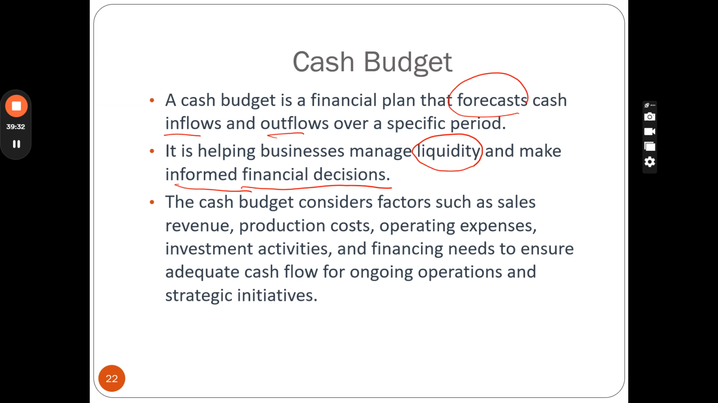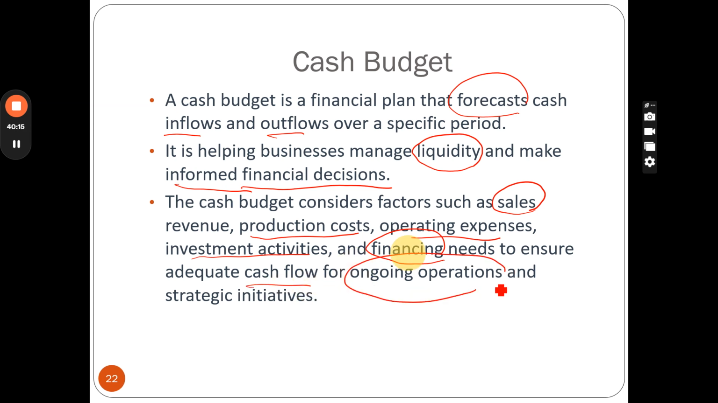So what are the factors considered in the cash budget? How much sales you are going to make and how much cash is going to come in, and how is your credit policies, what the production cost is going to be, how much you are going to pay for it, what are the other operating expenses, and what investment activities you may be doing during the period, and what are the financing needs that you have to make sure, financing need to ensure adequate cash flow for what?